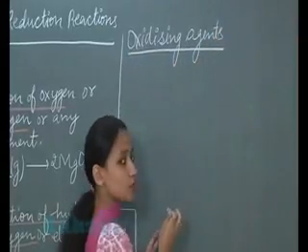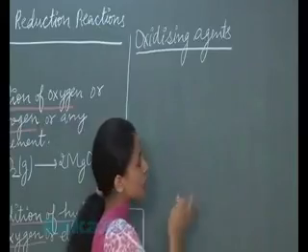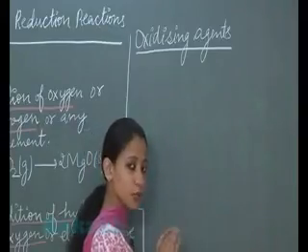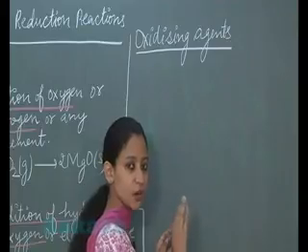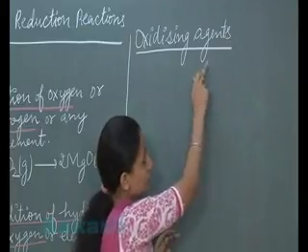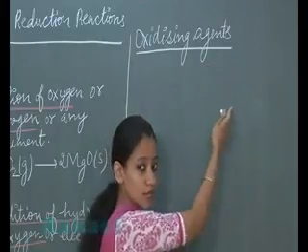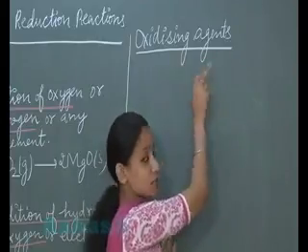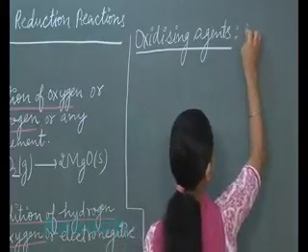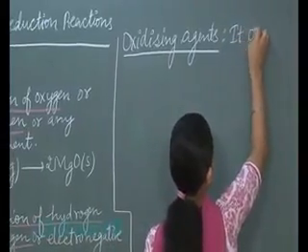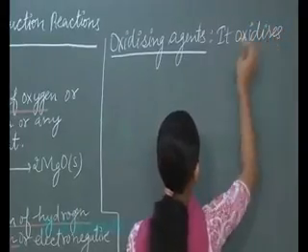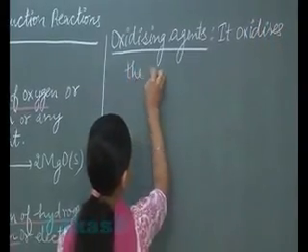Students, oxidation means the addition of oxygen. Now here the terminology used is oxidizing agent. Now students, we know in general that an agent works for somebody else. Now students, this oxidizing agent actually works for the other substances. So it actually oxidizes the other substance. So let us write, it actually oxidizes the other substance.